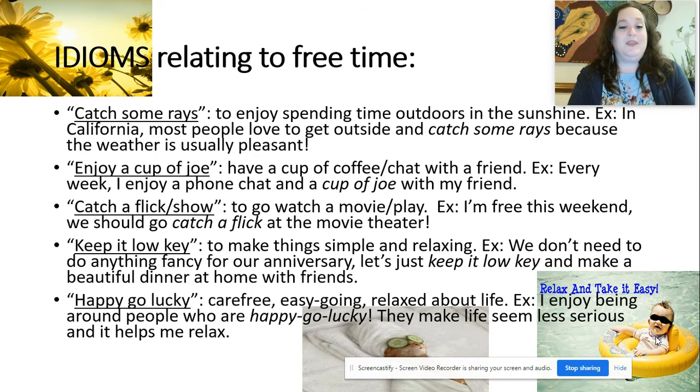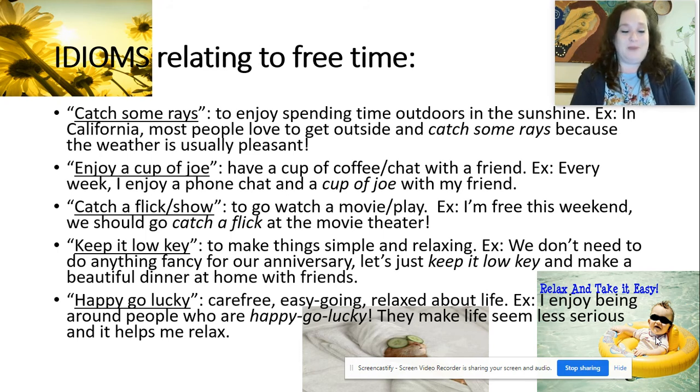Okay, and cup of joe, I gave the example already. In fact, you may notice a lot of coffee shops have this title, something about Joe or cup of Joe. Okay, the third expression, to catch a flick or catch a show, is to go watch a movie, or a show might be a play or even a concert. But flick is specifically relating to a movie. Okay, so example, I'm free this weekend. We should go catch a flick at the movie theater. I think in Georgia, the movie theaters are open again. Has anybody been to see a movie or catch a flick?